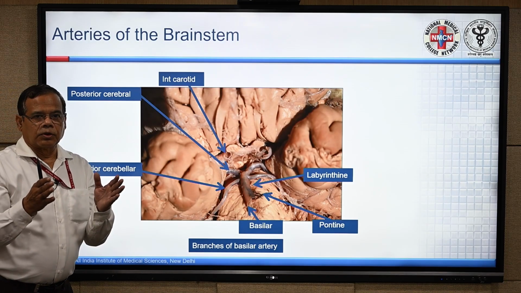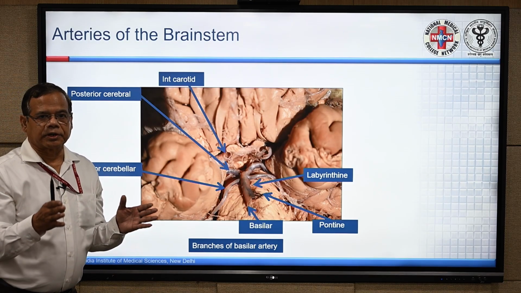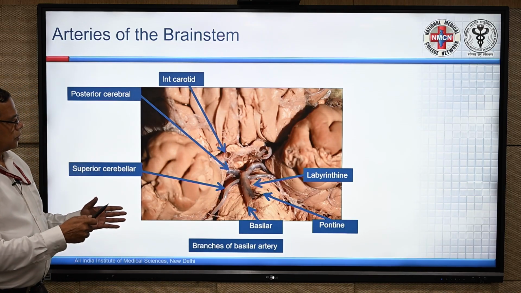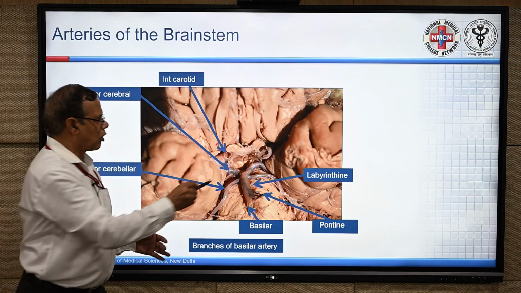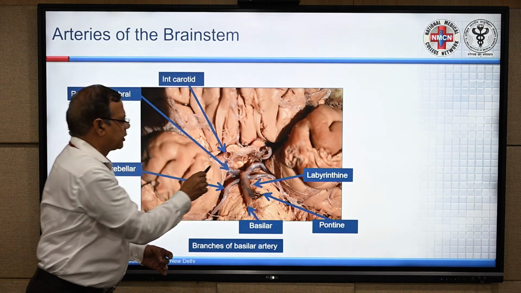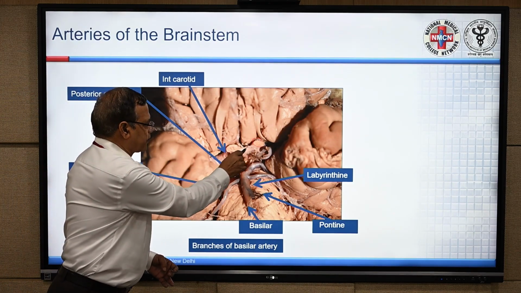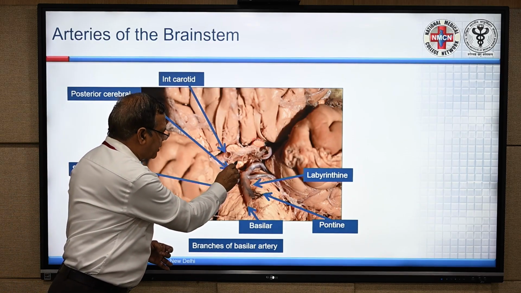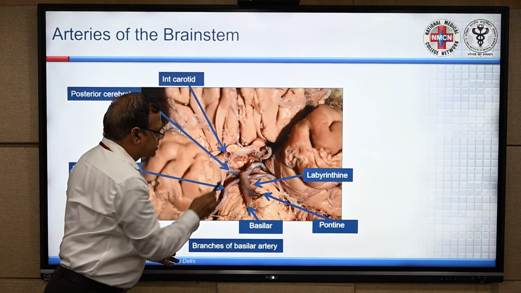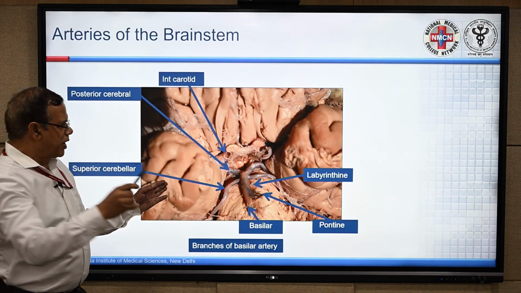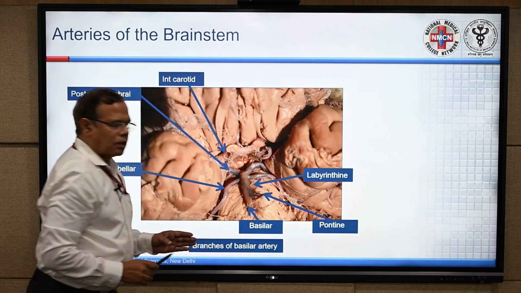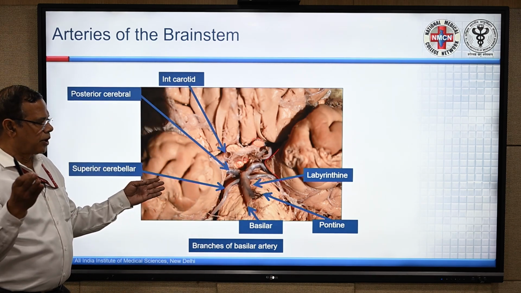This is the part of the brain with the ventral surface of the brainstem. What you see most anteriorly is the optic nerve, and the optic nerve is crossing to form the optic chiasma. Behind it, the two mammillary bodies can be seen. The midbrain is obstructed by the uncus of the temporal pole.